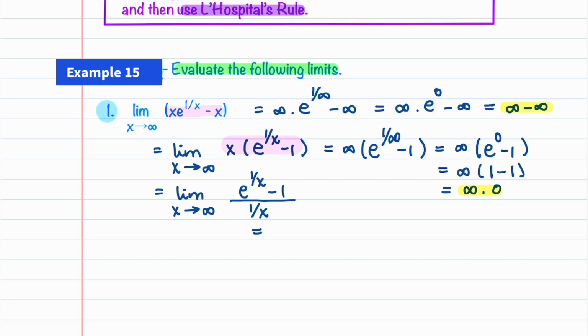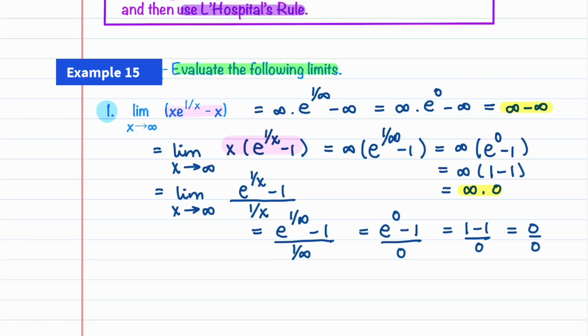Let's see what that is equal to. We're going to let x go to infinity. So this is e to the 1 over infinity minus 1, all divided by 1 over infinity. 1 over infinity is 0, so this is e to the 0 minus 1, all over 0. So we get 1 minus 1 over 0, and we get 0 over 0. Now, finally, we have a form that we can use L'Hopital's rule. I'm going to put an LH over here so we know that we are using L'Hopital's rule. And now we're going to take the derivative of the numerator and the derivative of the denominator.